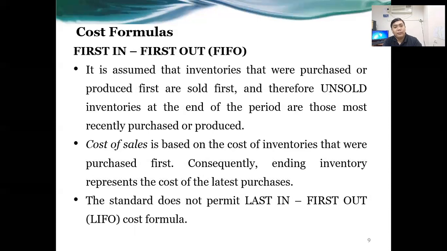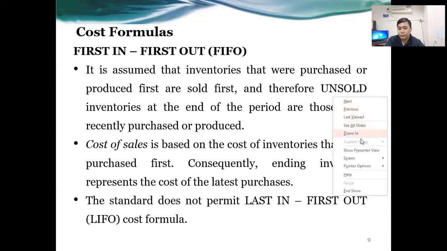If you bought yesterday and you bought again today, you sell first what you bought yesterday. Okay? So, cost of sales is based on the cost of inventories that were purchased first. While the ending inventory consists of the unsold inventory at the end of the year. Okay?